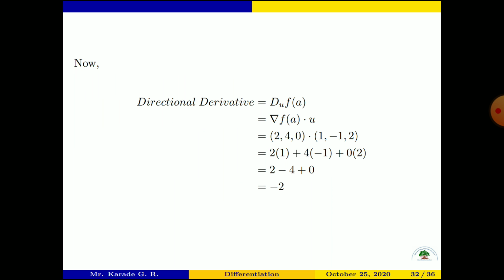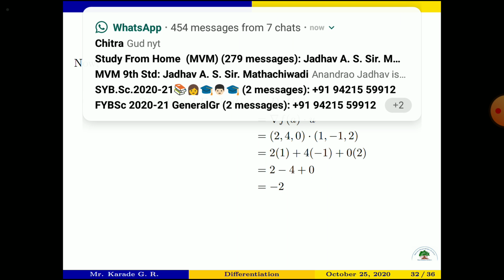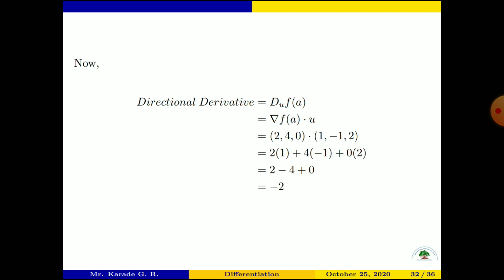Now we find the directional derivative of function f at point A in the direction of vector u, and it is equal to gradient of f at point A dot product with vector u. So gradient of f at point A is 2 comma 4 comma 0, dot product with 1 comma minus 1 comma 2.